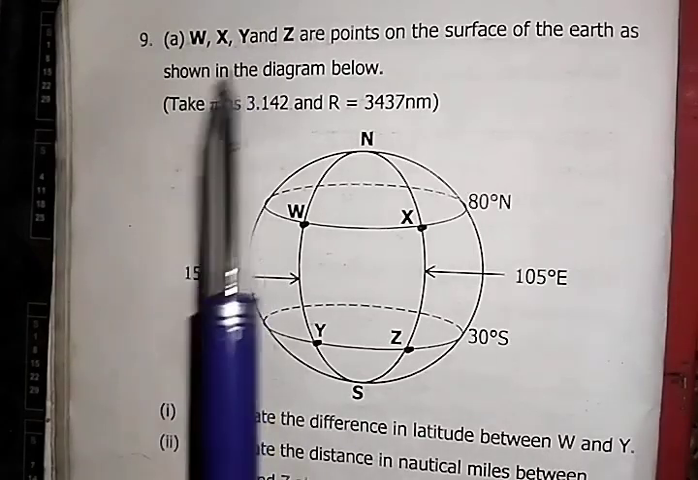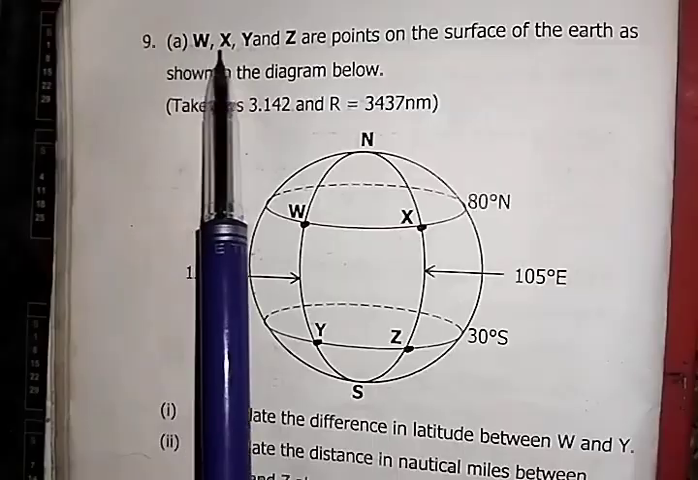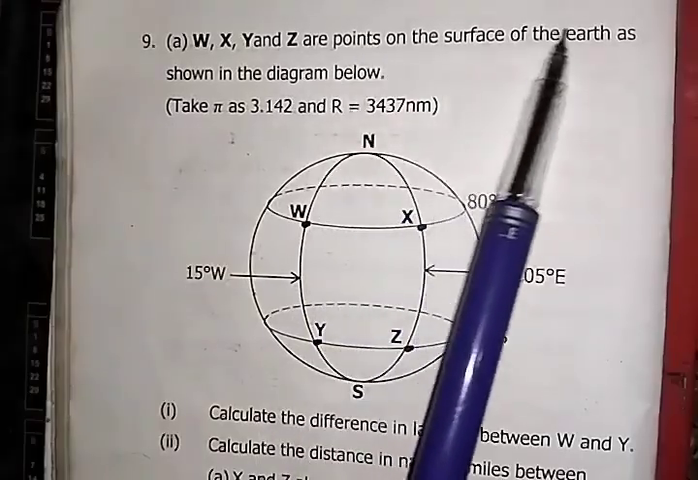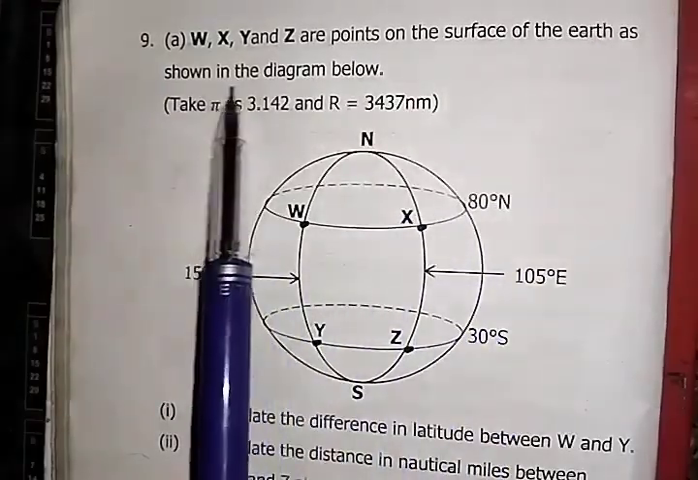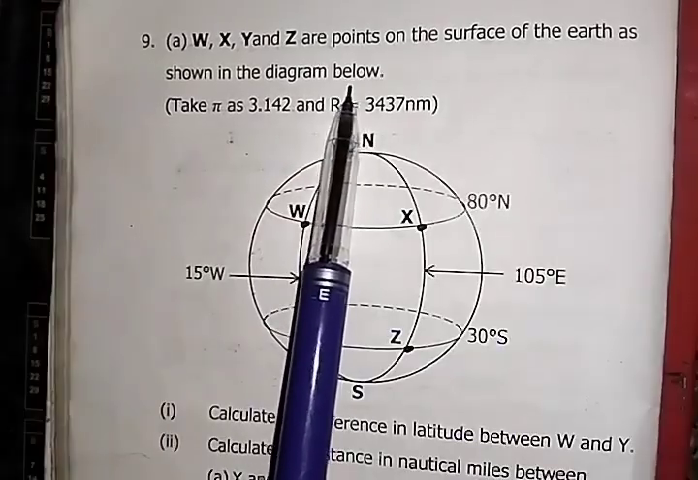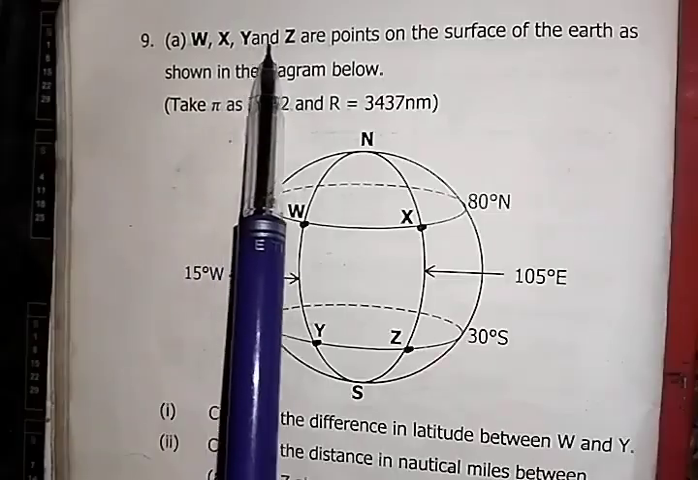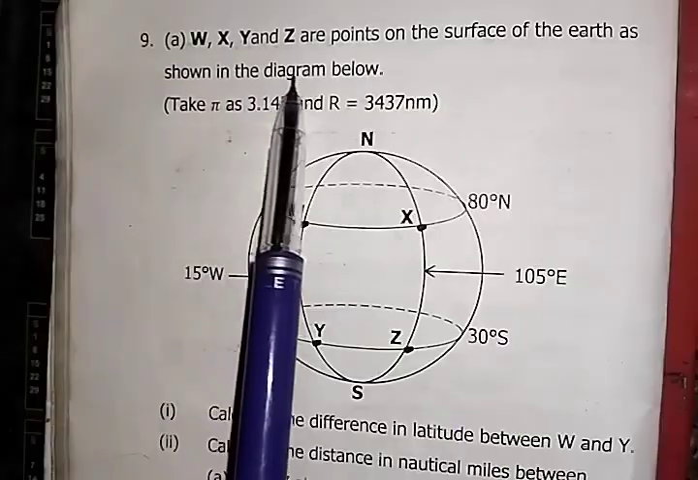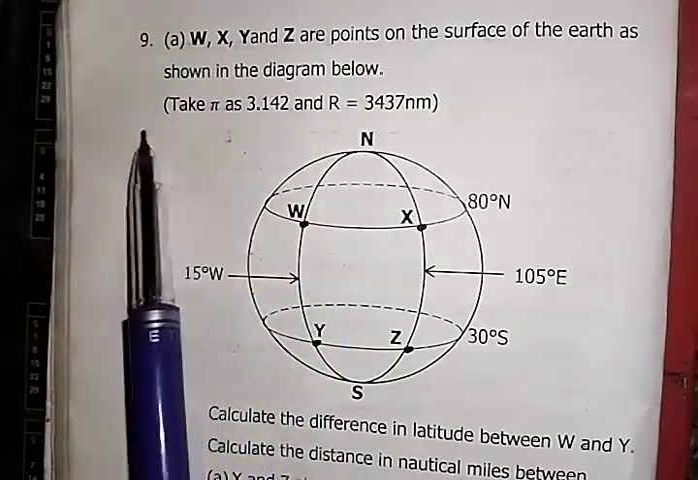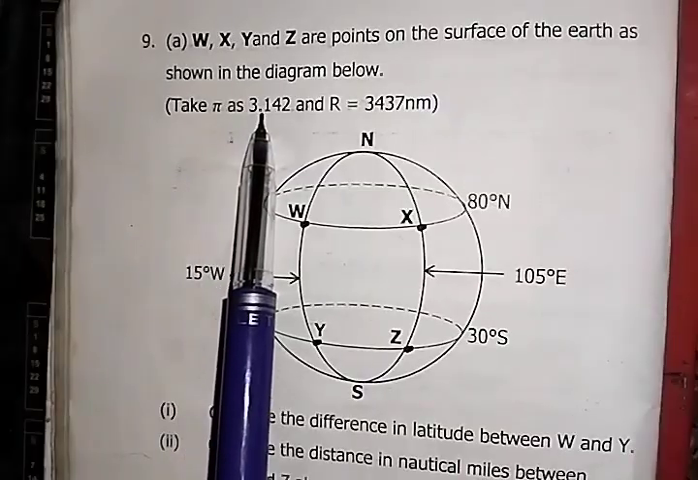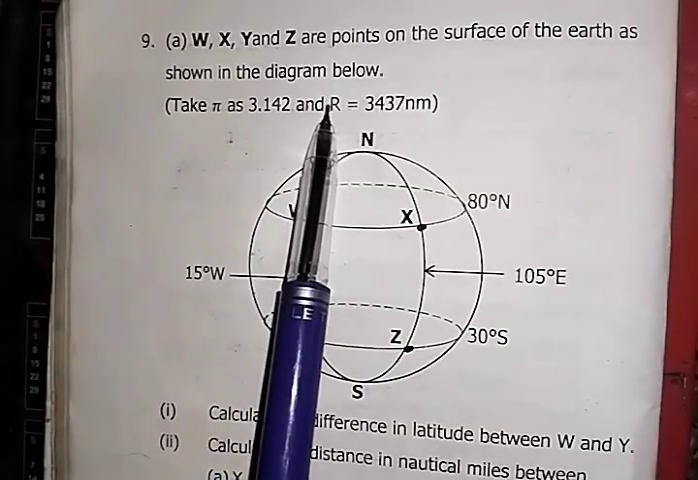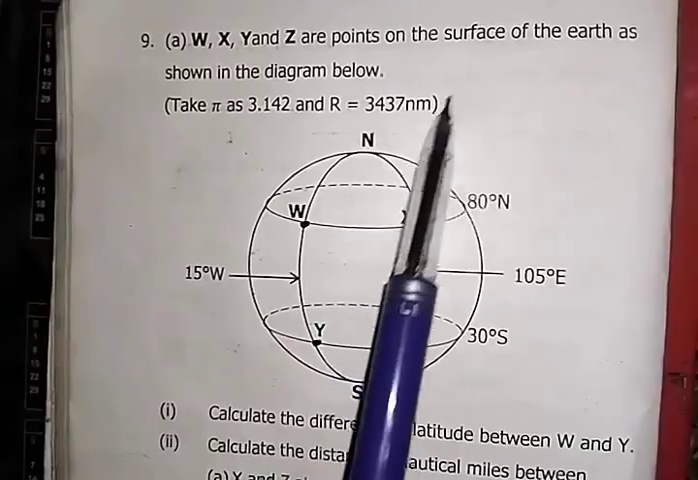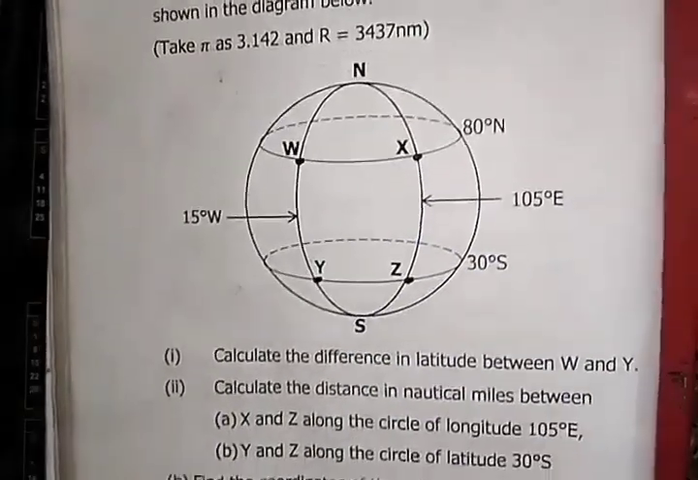So the question reads: W, X, Y, and Z are points on the surface of the Earth as shown in the diagram below. Take pi as 3.142 and R is equal to 34.37 Newton-meters. This is what we have here.